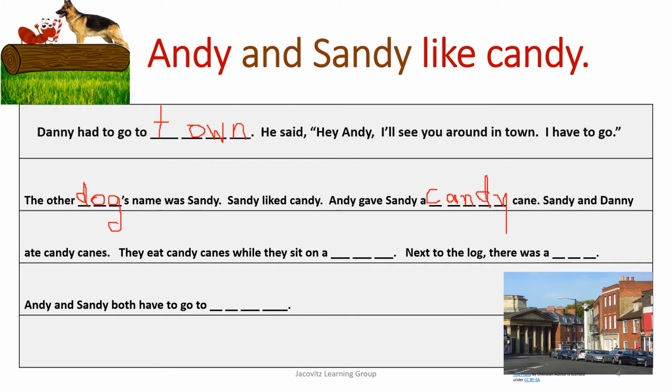Sandy and Danny ate candy canes. They ate candy canes while they sat on a, what is this, guys? Say it out to yourself. Log. L-O-G. If you don't remember, go to the next slide and see how it's spelled. Next to the log, there was a dog. Now, why aren't we saying there was an ant? Because whenever you have a short vowel, like ant, you have to put an in front of it and not a. So there was a dog.